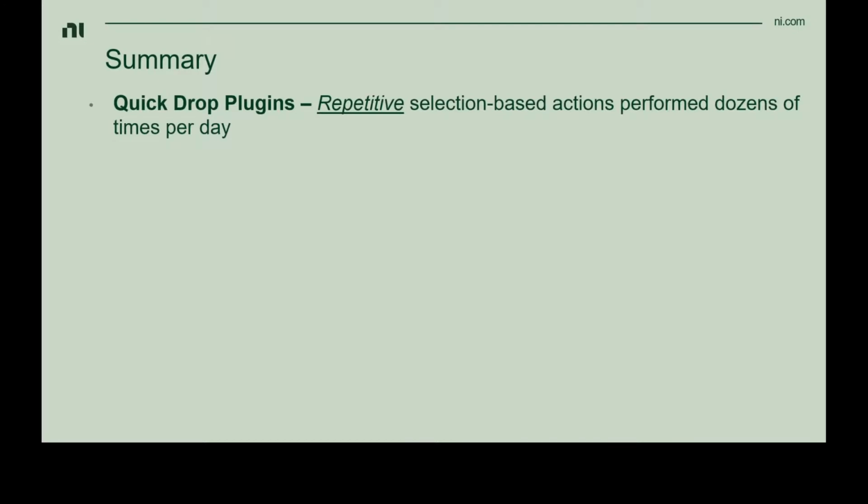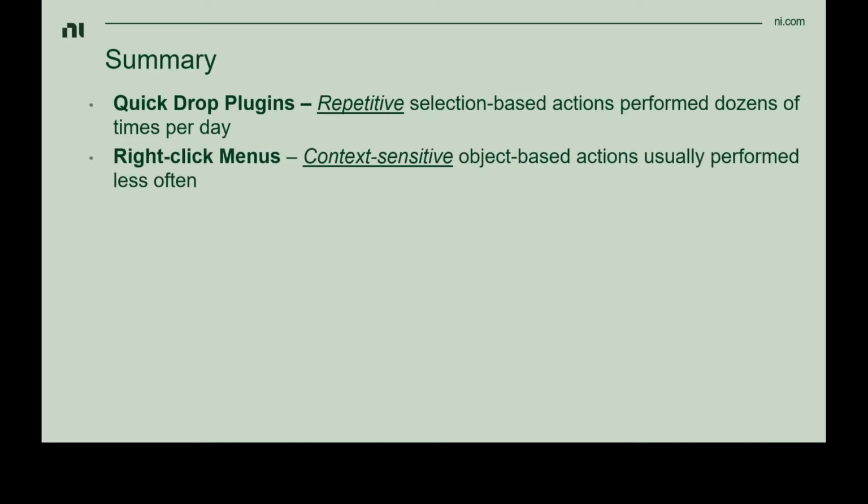So to summarize those 4 main hooks into the LabVIEW editor, quick drop plugins are useful for repetitive actions performed dozens of times per day on a particular selection of objects on the front panel or block diagram. Right-click plugins are for context-sensitive operations. You've got something that you want to do just to list boxes, add that to the list box right-click menu. Don't make a quick drop plugin out of that.